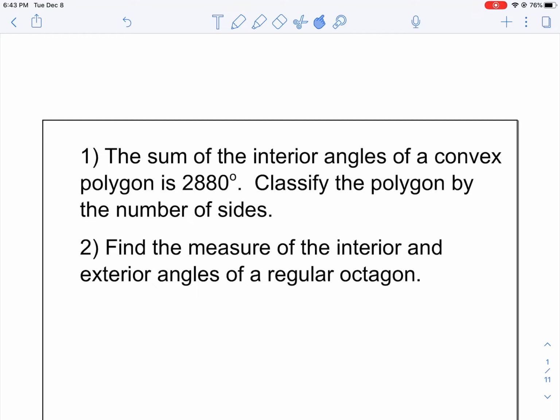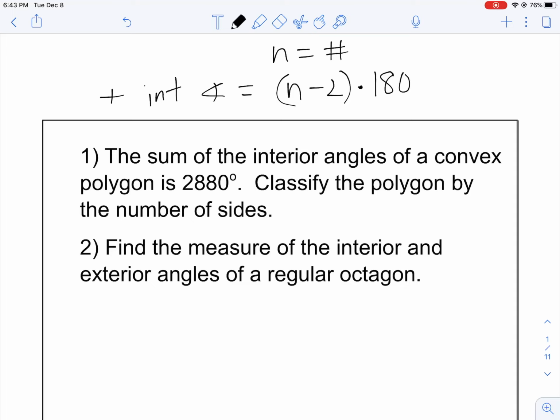And we want to review a little bit of what we learned in 7.1, and that's how to find the interior angles of a polygon. And if we remember, the sum of the interior angles is equal to n minus 2 times 180, where n is equal to our number of sides.